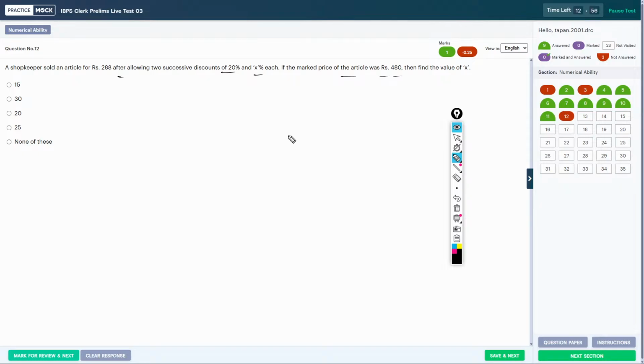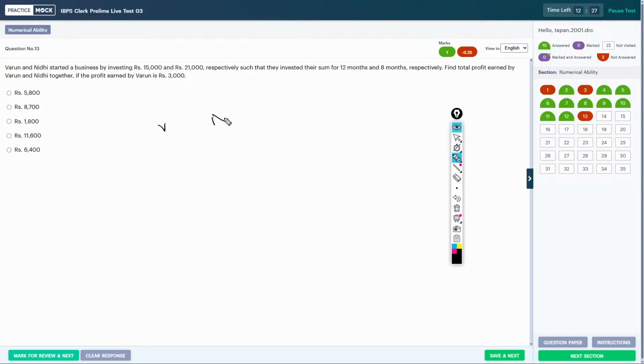A shopkeeper sold an article allowing 2 discounts if the mark price was 480. So 480, 20% is 96 gone. So 80 and 16 gone. So 384. And then the price was reduced by 96. So 96 is 1 by 4th, so 1 by 4th reduction means 25% discount.